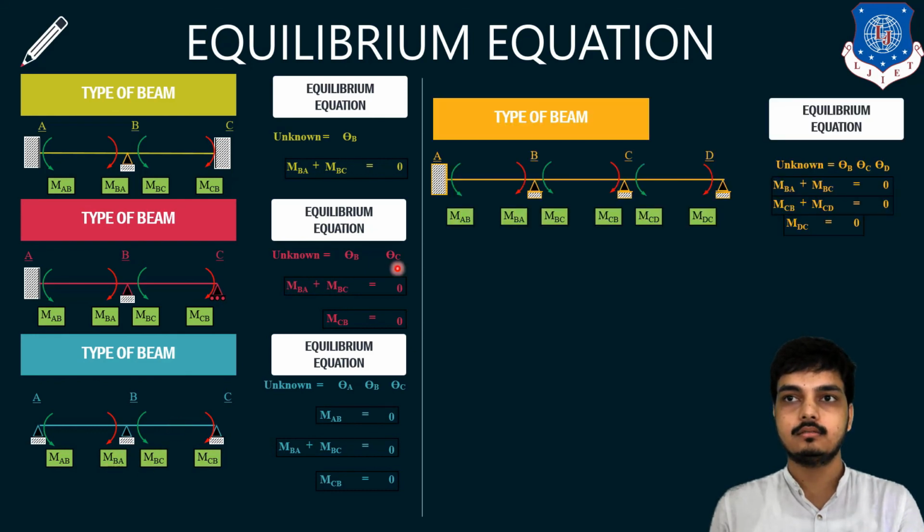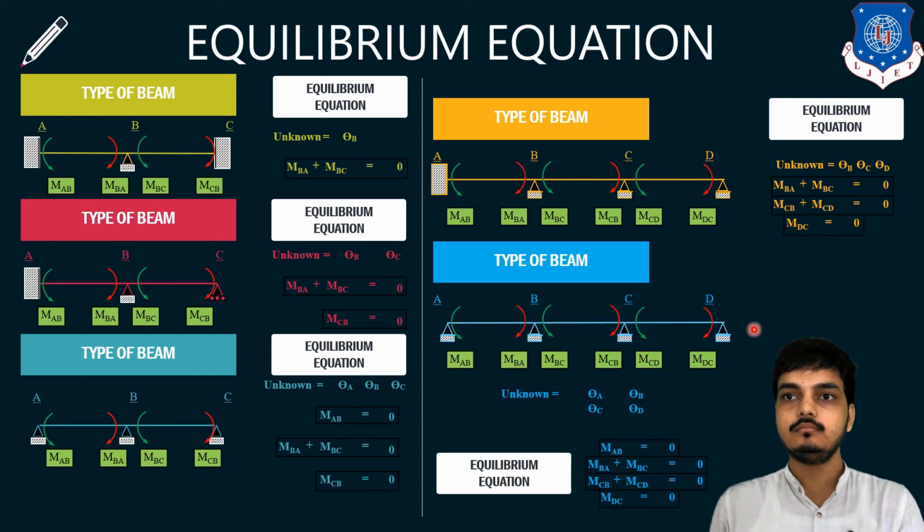Now next, as it goes more and more, you will tackle more difficulties and you will understand the concept. A support is fixed support, so it resists everything. There is no unknown. B is simple, C is simple, and D is also simple support. All three, theta B, theta C, and theta D, are unknown. So the algebraic sum of their moments will be 0.